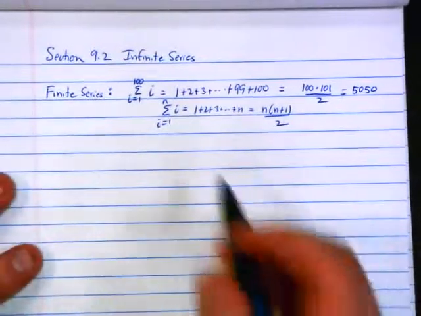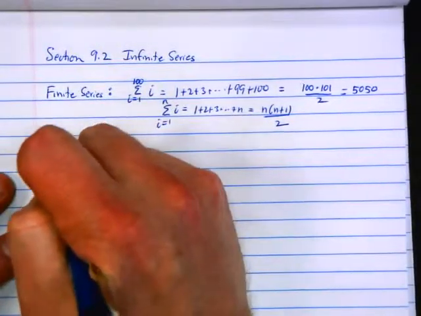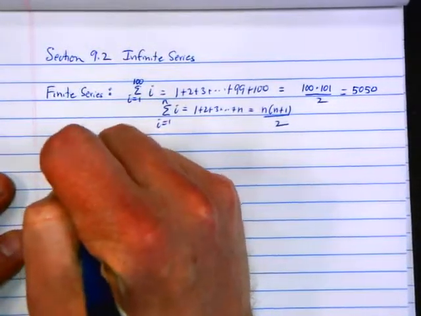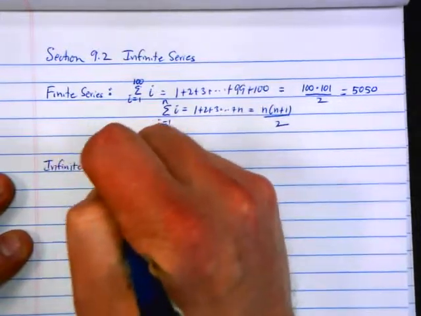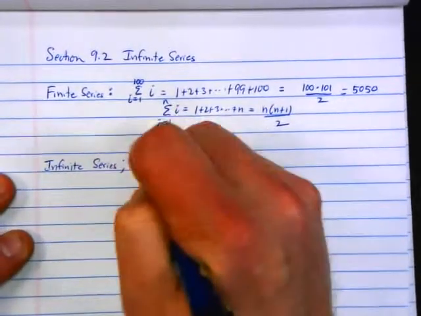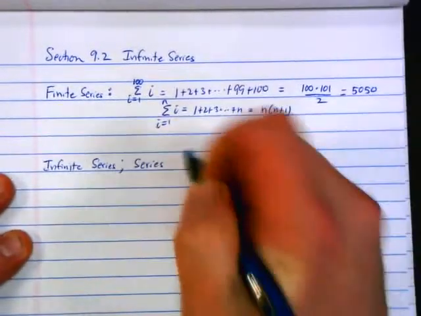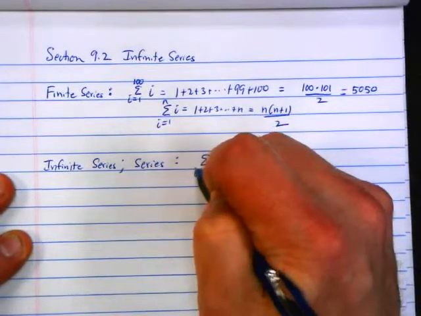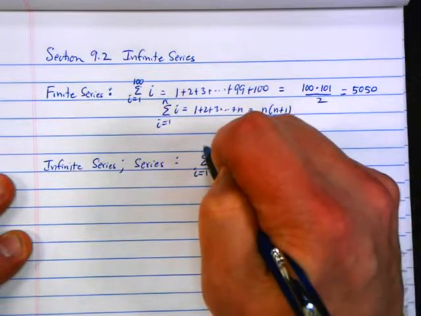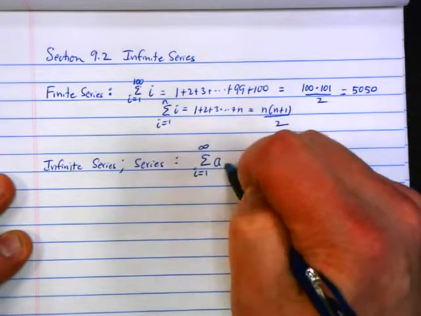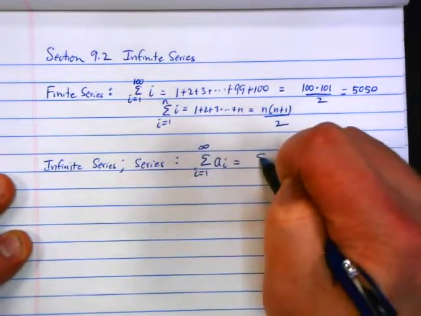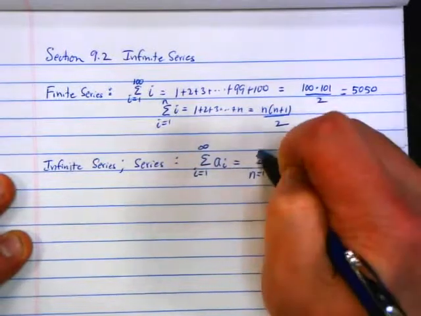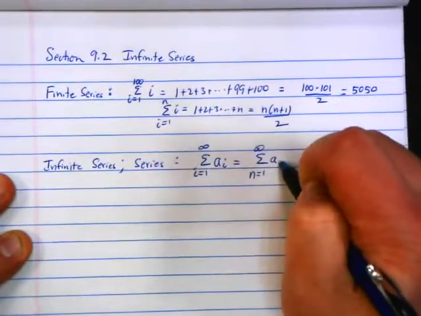All right, so in this class, in this section, we're going to study infinite series, also generally just called series. So we're going to have things that look like the sum from i equals 1 to infinity of a sub i. And I think your book uses n, the sum from n equals 1 to infinity of a sub n.